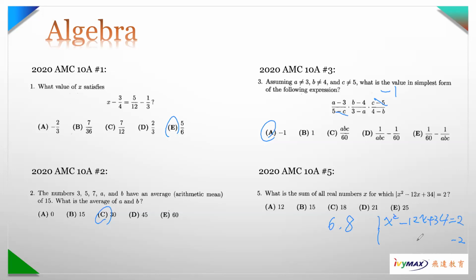Sorry, my bad. The first case gives 4 and 8, and the second is x minus 6 squared, which gives a solution of 6. So in total we have 3 solutions, 4, 6, and 8. Sum them up and we should get C, right?